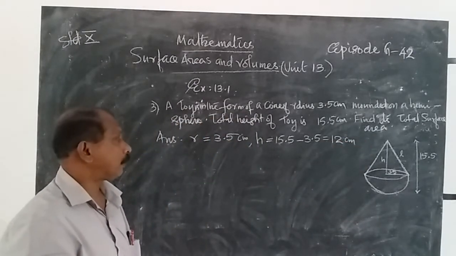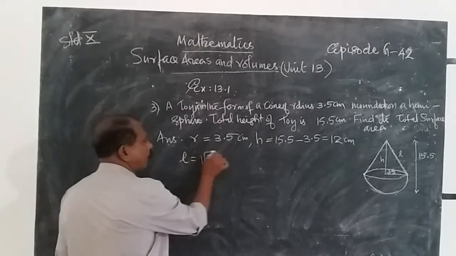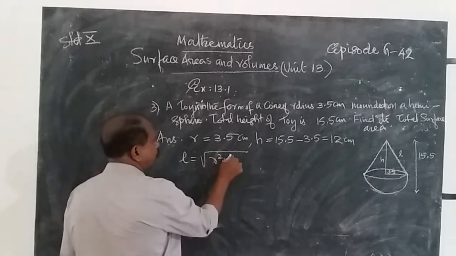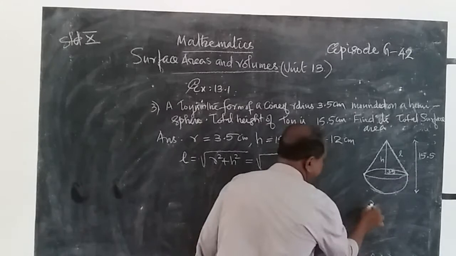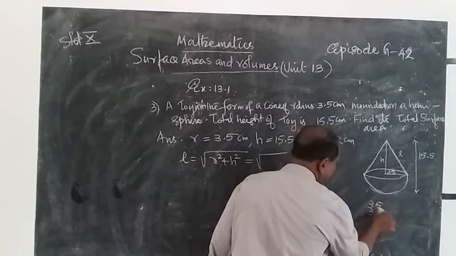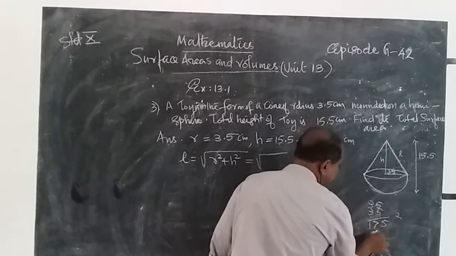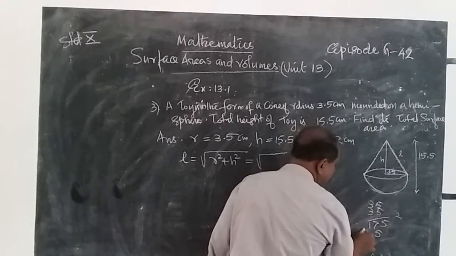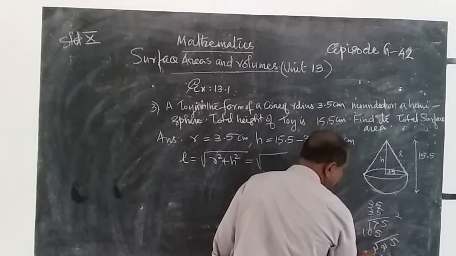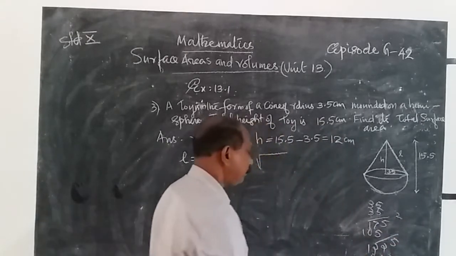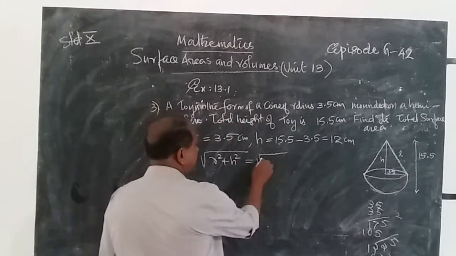Then we can find out L. L is equal to root of r square plus h square, root of r square plus h square. That is 12.5.